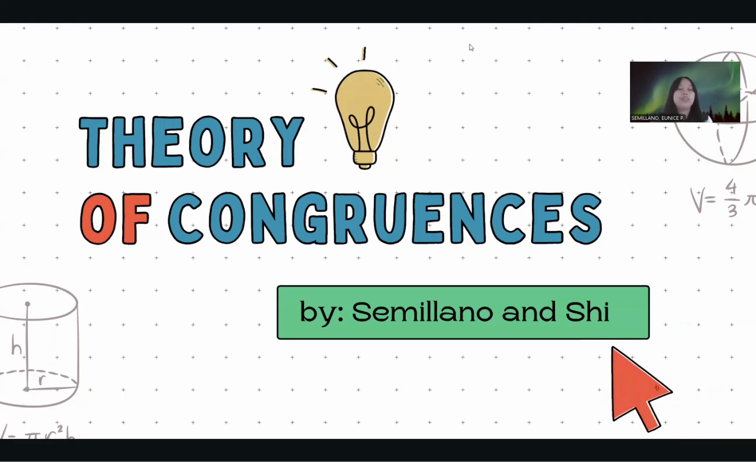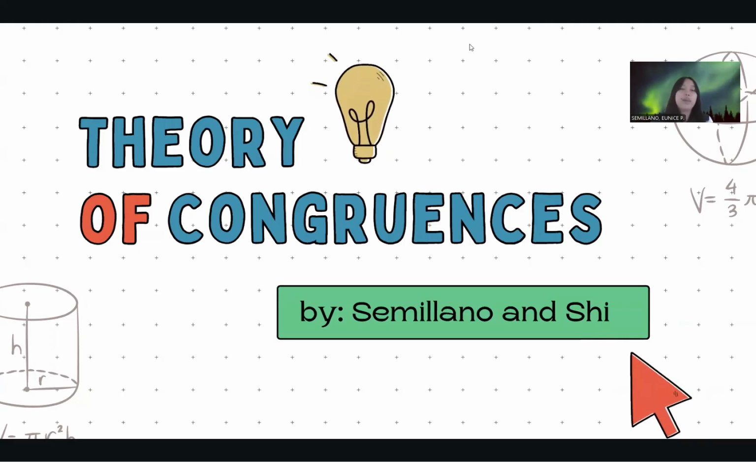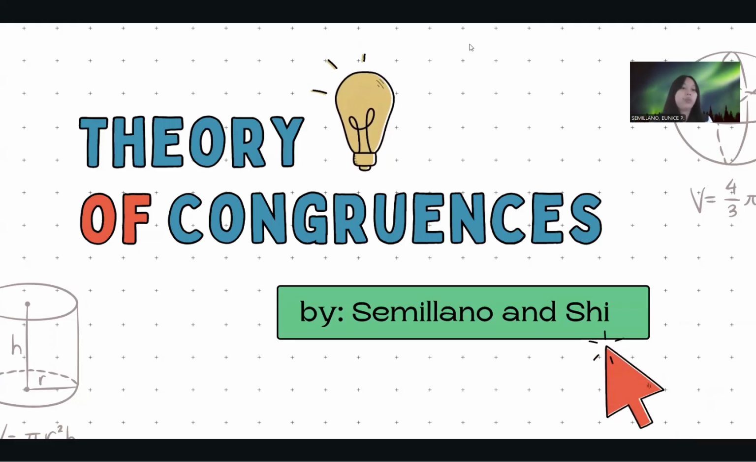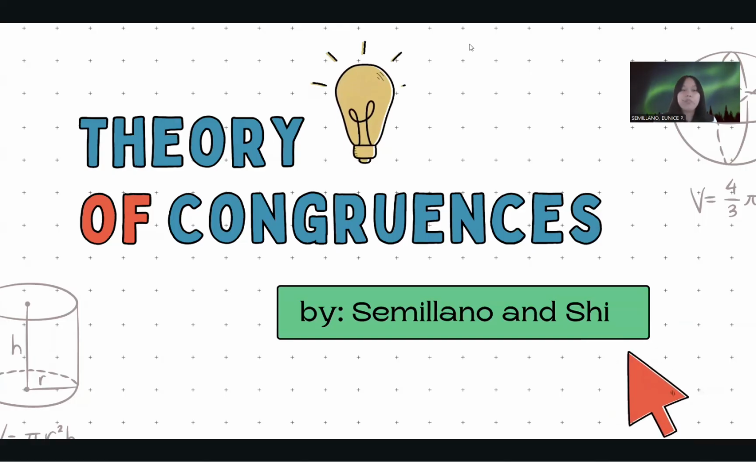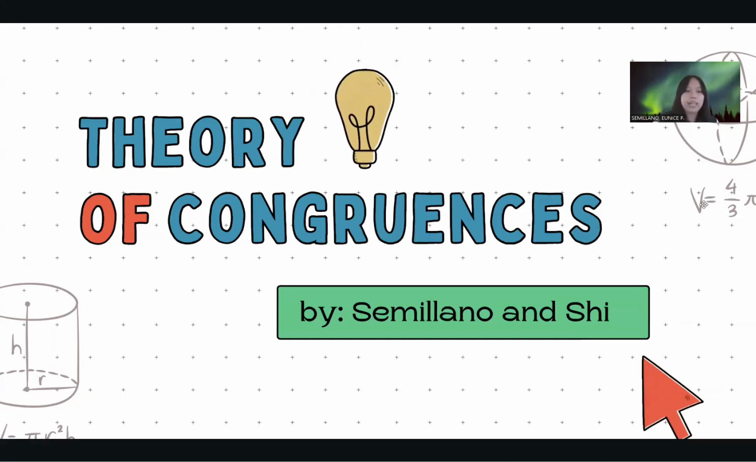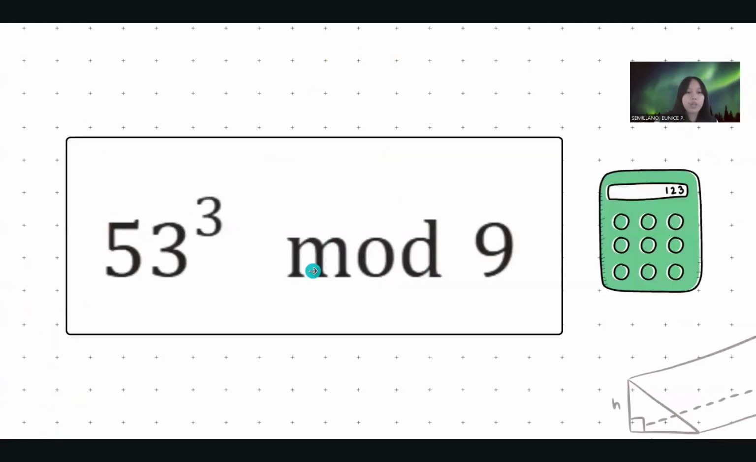And today we will be solving problem 2C from our learning task 5.1 in our number theory module. Our task is to evaluate the expression 53 cubed mod 9 using the properties of congruence. So, Francis will perform the computation, and I'll explain each step and the reasoning behind it so you can understand not just how we solve it, but why the method works.